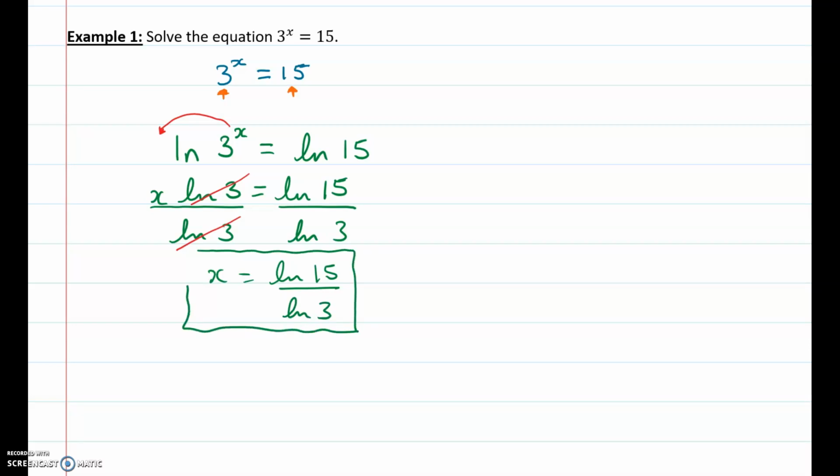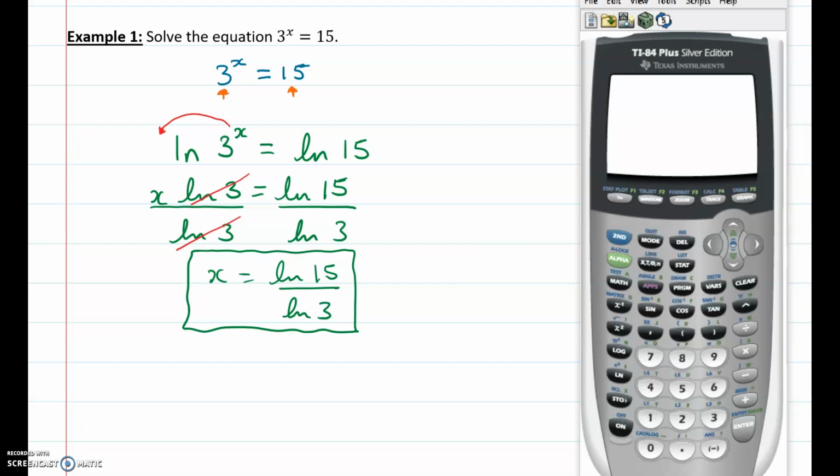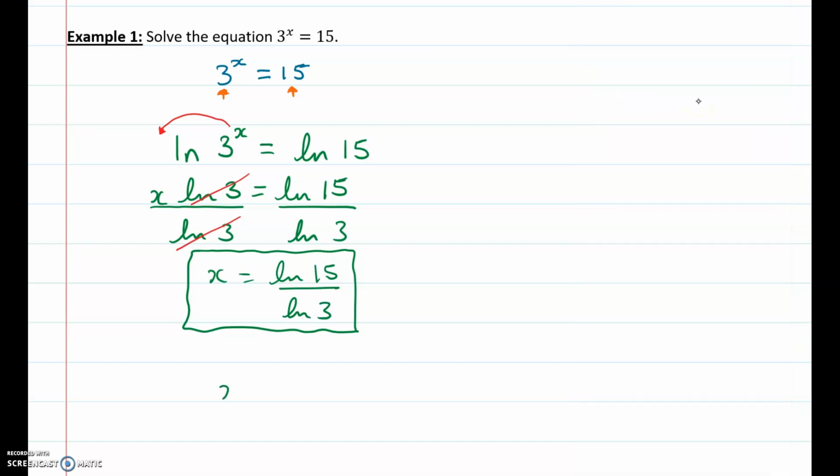Now if you were asked to give your answer correct to a certain number of decimal places, you would go to your calculator and you would type in the log of 15. Now be careful here, because this is a fraction and you have to close the parentheses at the end of that top line. So log of 15 divided by the log of 3. Press enter. 2.4649. So let's say we wanted this correct to 3 decimal places. It would be 2.465. x equals 2.465.